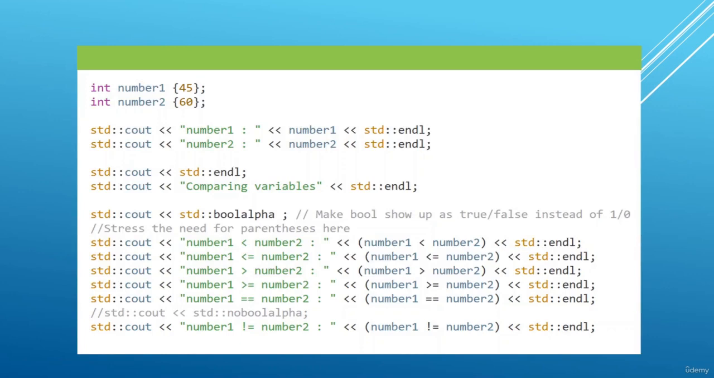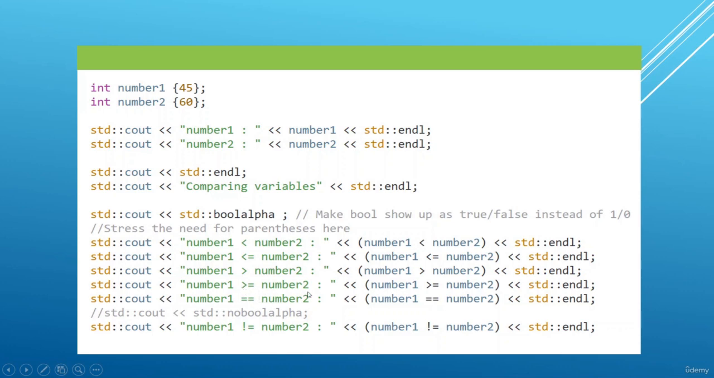We have two numbers. One is 45 and another is 60. They are stored in integer variables, number1 and number2. We can print them out and we're going to see them on the console or our terminal. And if we go down, we can really compare them. We can use the less than operator, less than or equal operator, greater than, greater or equal operator.